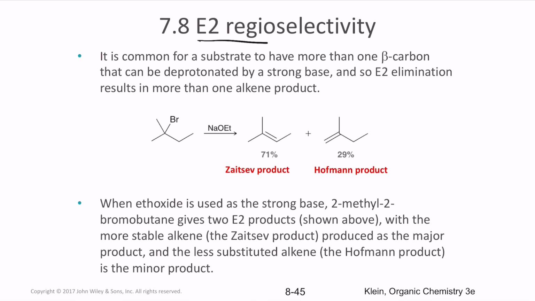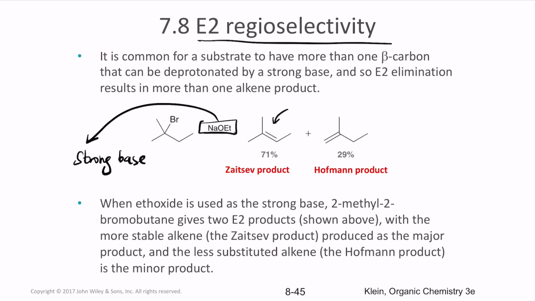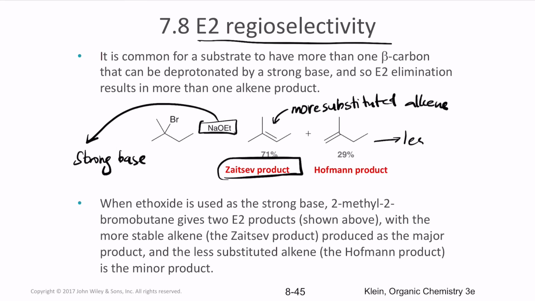Now, in terms of regioselectivity, E2 elimination involves the formation of a double bond, which means we also have to understand which is the alpha carbon and which is the beta carbon. That depends on the base that you use. If you use a strong base, it always results in the more substituted alkene, which will be the Zaitsev product. The less substituted alkene is called the Hofmann product, and it is the minor product.